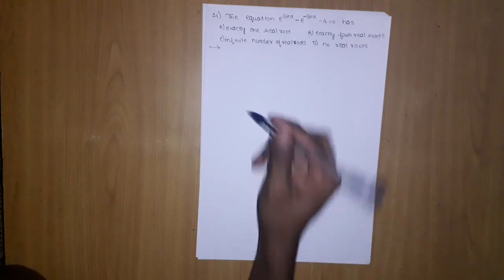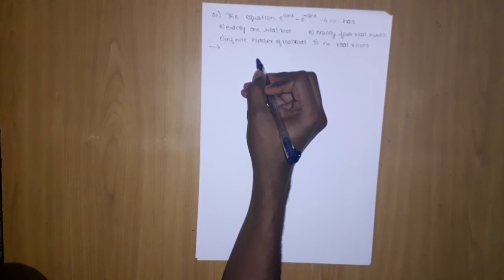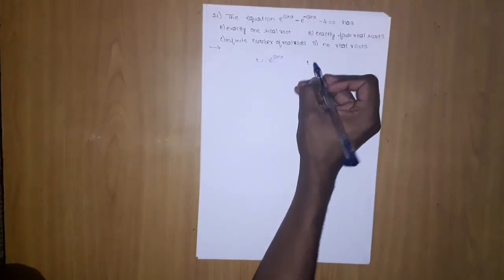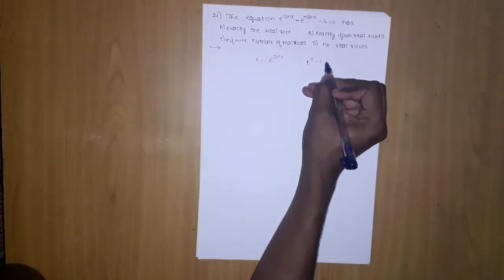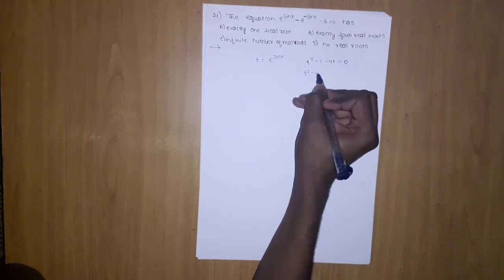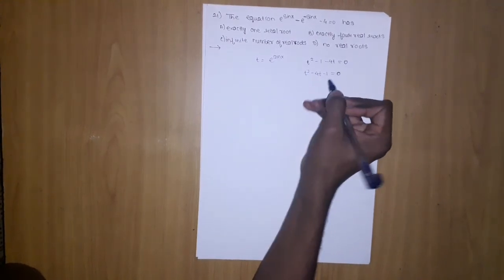Let's move to the next question, which is question number 21. The equation e to the power sin x minus e to the power minus sin x minus 4 should be equal to 0 has. Now by observing this question, you will on the spot tell me to put t equal to e to the power sin x. That is the basic thing which any child will do if he is smart enough. t minus 1 upon t minus 4 should be equal to 0. The equation becomes t square minus 4t minus 1 should be equal to 0.